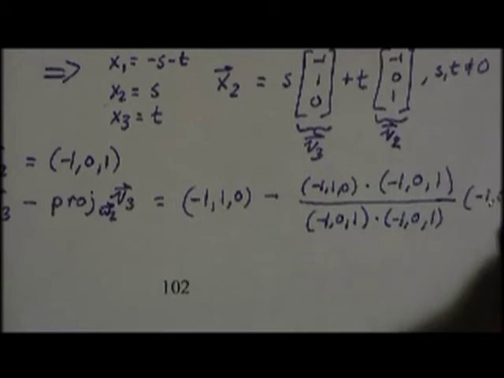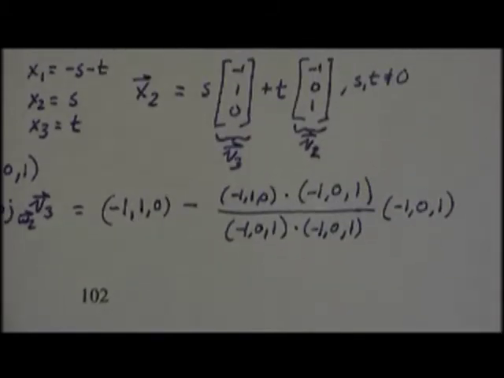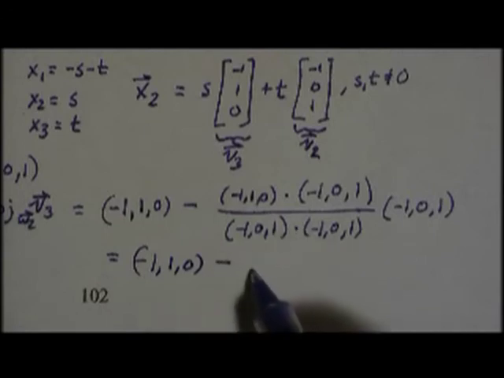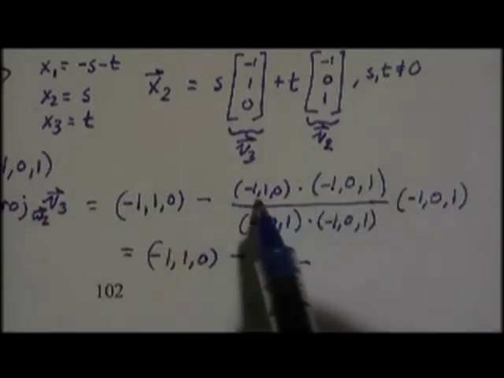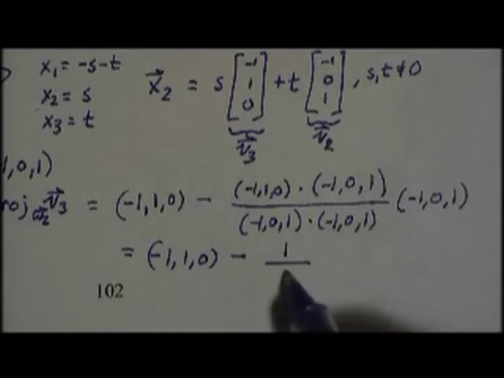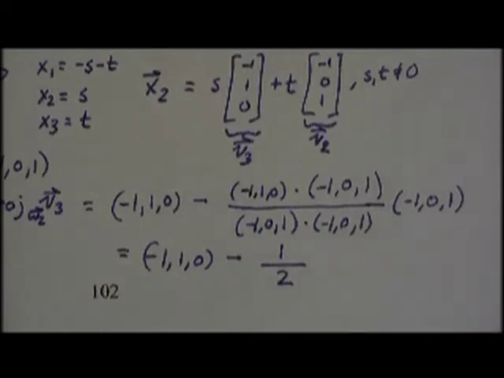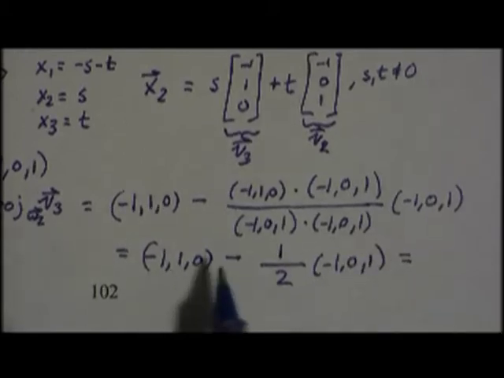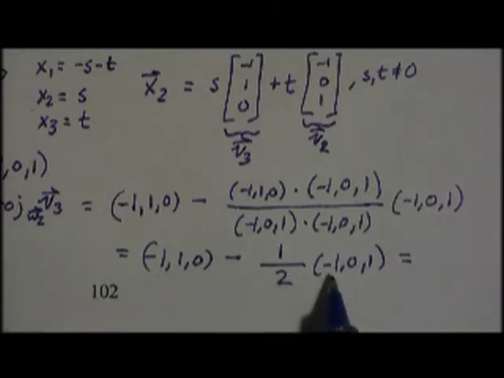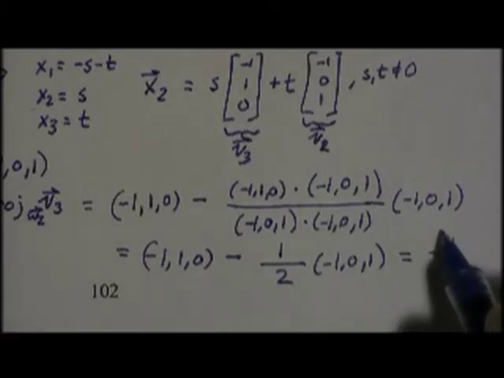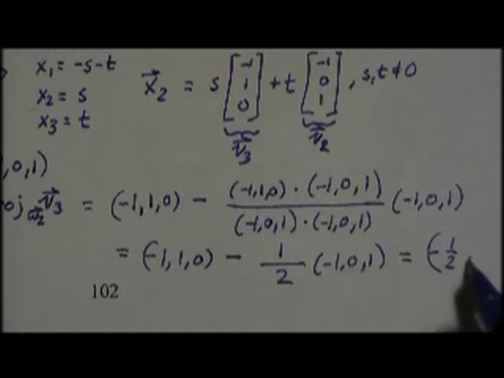So we get -1, 1, 0 minus, okay, this fraction would be +1 plus nothing plus nothing, over +1 plus nothing plus 1. So we get a 1/2 times -1, 0, 1. If I take -1 minus a half of -1, so it would be -1 plus a half, that would be -1/2. 1 minus a half of 0 would be 1. And 0 minus a half of 1 would be -1/2.